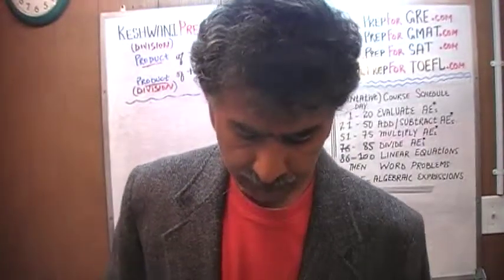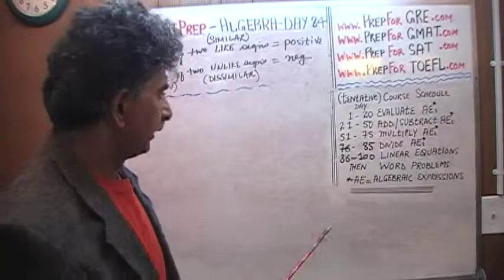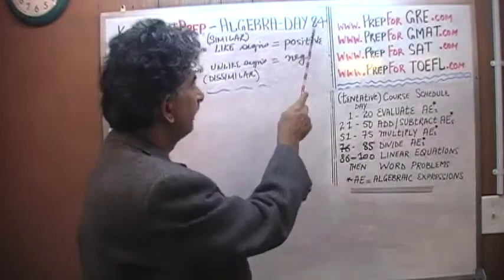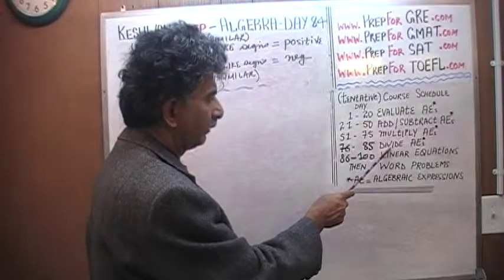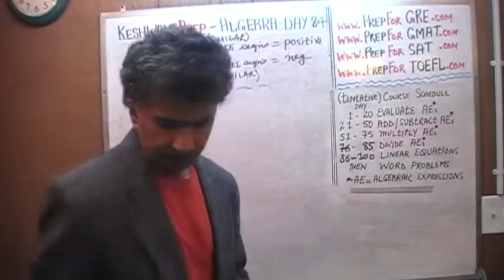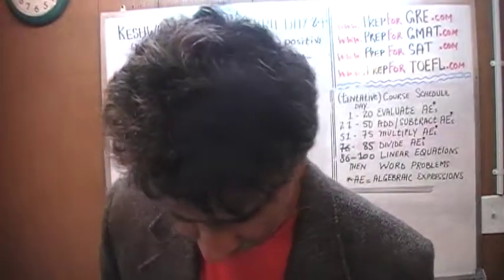Today is our lesson number 84. We are in the process of learning how to divide algebraic expressions. Let's see what we have for today. The problem that we have for today.